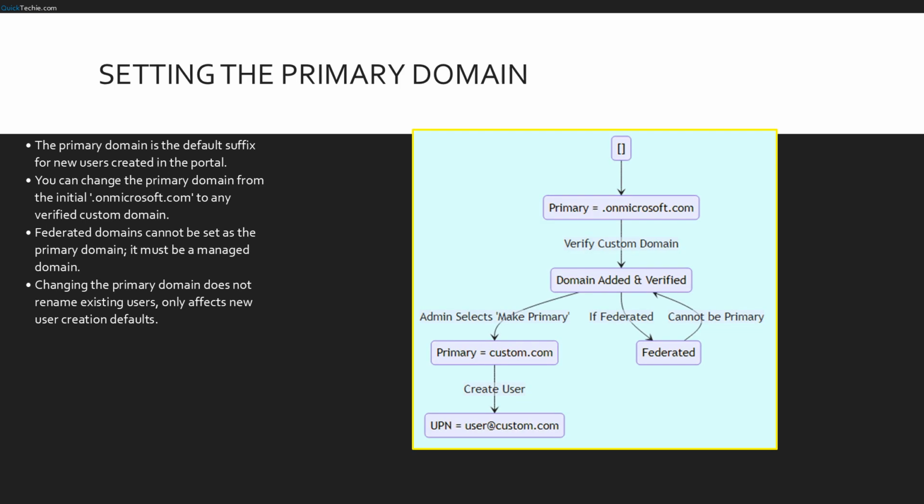Once verified, you likely want your custom domain to be the default. By setting it as the primary domain, any new user you create directly in the portal will default to Contoso.com instead of the initial domain.